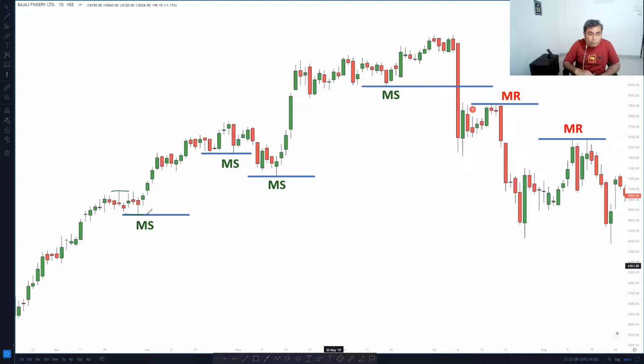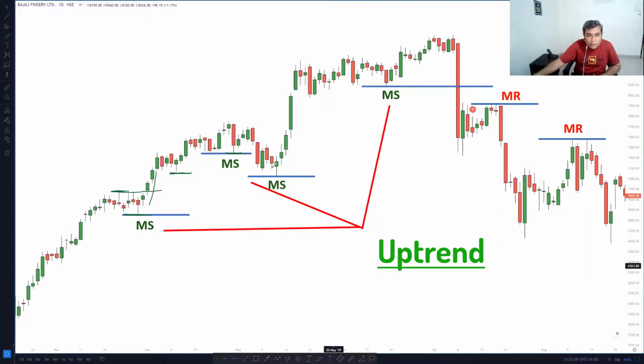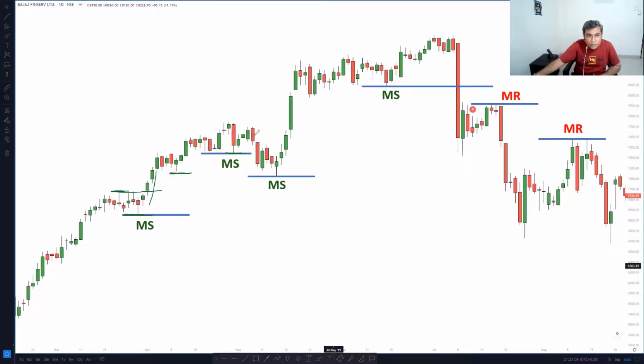When will it become a major support? When this higher high gets broken. So prices have moved up, taken out or moved above this higher high, and that made this pivot low a major support. Similarly, we have the lower high here and the lower high here, which is why these are called the major support areas. Now what has happened here is that prices were in an uptrend, but suddenly a down move came and broke below this major support area.